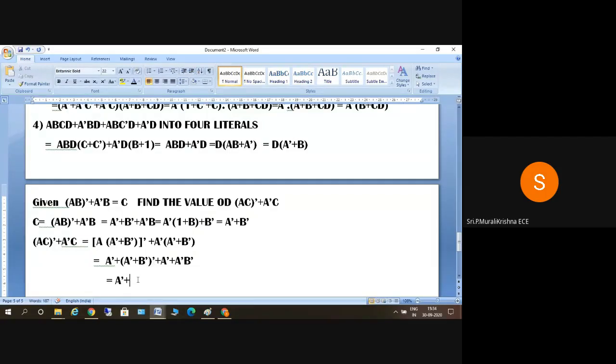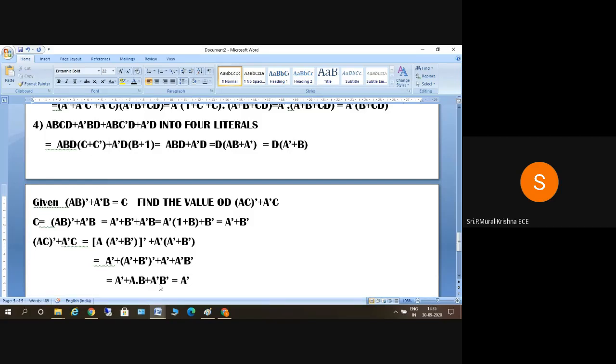So what do we get here? A plus B whole bar is equal to A bar into B bar. So already we have (A bar plus B bar) whole bar, so A bar whole bar into B bar whole bar, that will be equal to A into B, plus A bar B bar. Clear?